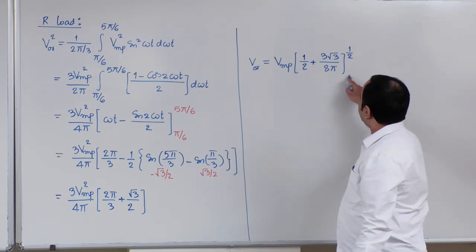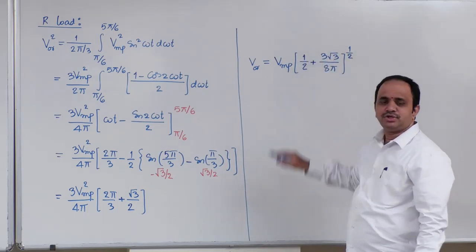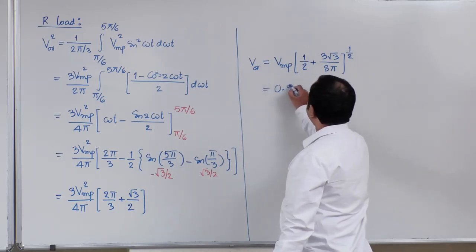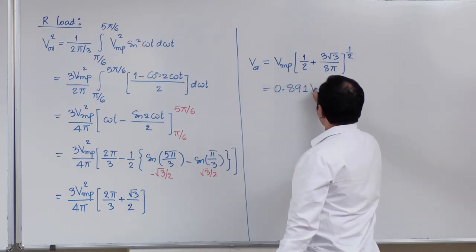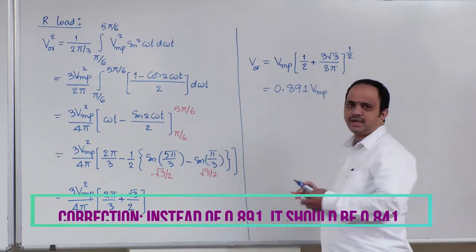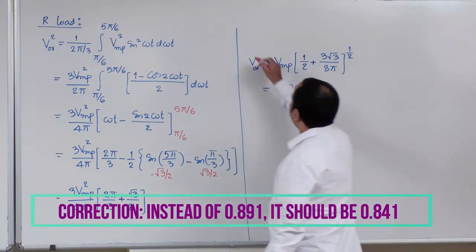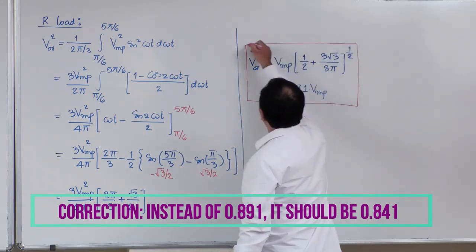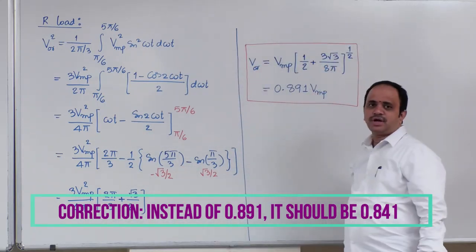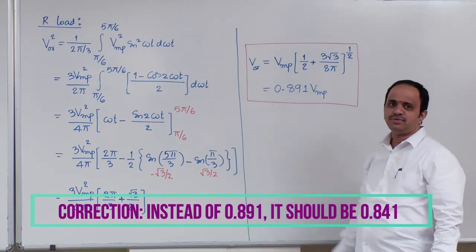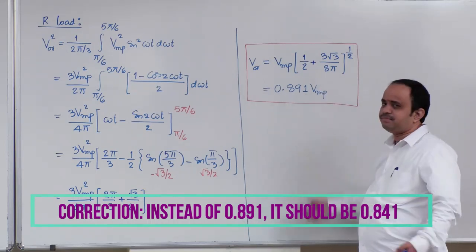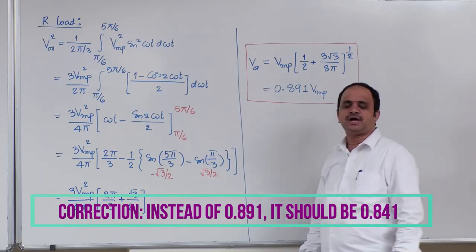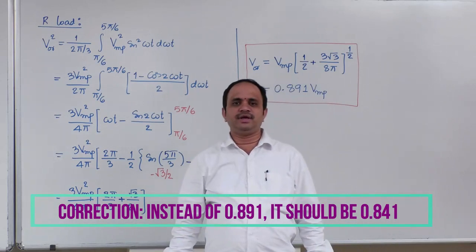If you check in the calculator, you will get this numerical value as 0.891 Vmp. So in the exams where calculator is not allowed, you can memorize this value and accordingly, whatever Vmp value is given, you can use that. So this is about 3-phase half-wave uncontrolled rectifier analysis.